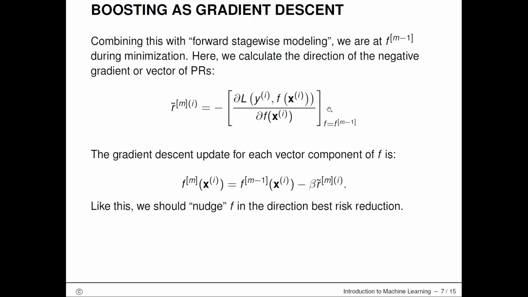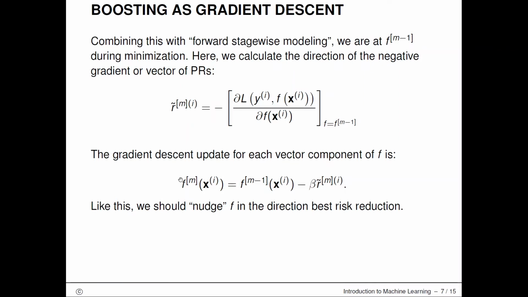So basically nothing new has happened. I'm just now evaluating this pseudo-residual formula at the predictions of my currently constructed ensemble. And I will denote this with r tilde for pseudo-residuals at the mth iteration and for the ith training data point. So if you forget about the i, you will have an n-dimensional vector of pseudo-residuals for the mth iteration.